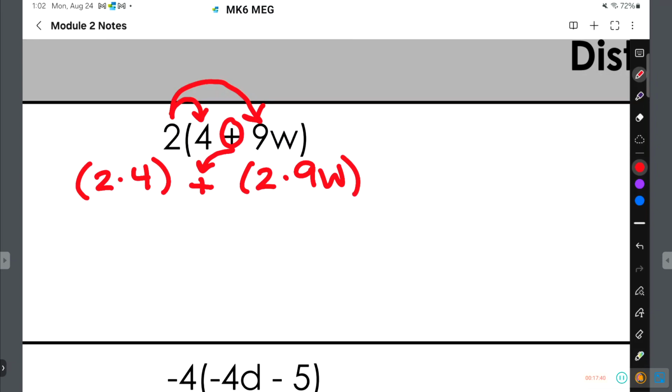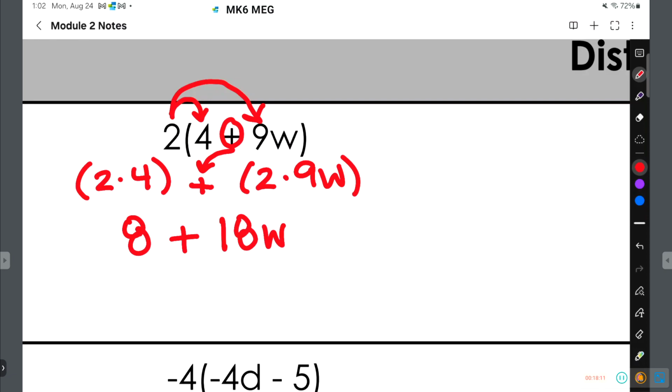So what's 2 times 4? 8. So 8 plus, what's 2 times 9? 18. But we can't forget that W. Can we combine those two terms? No. Why not? Because of the W. Does 8 have a variable attached to it? No, it is a constant. It's constantly single and by itself.